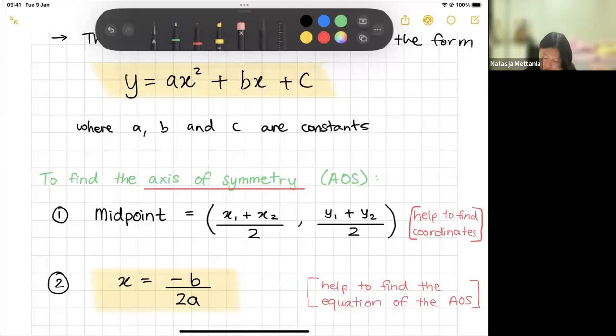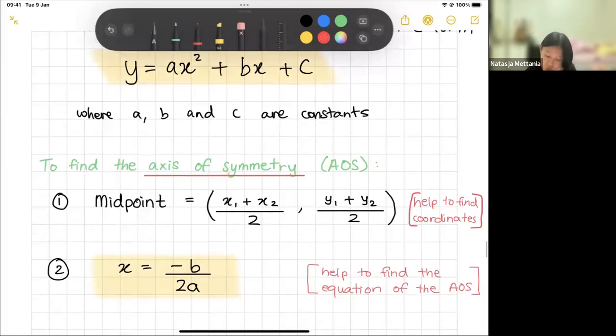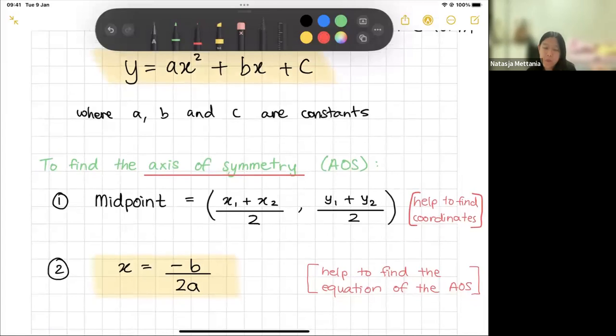So to find the axis of symmetry, you've got two ways. The first way is finding the midpoint, right, using the midpoint formula. But using the midpoint formula will help us to find the coordinate of the axis of symmetry, or the AOS. The second method is x equals negative b over 2a, right? This will help us find the equation of the AOS.